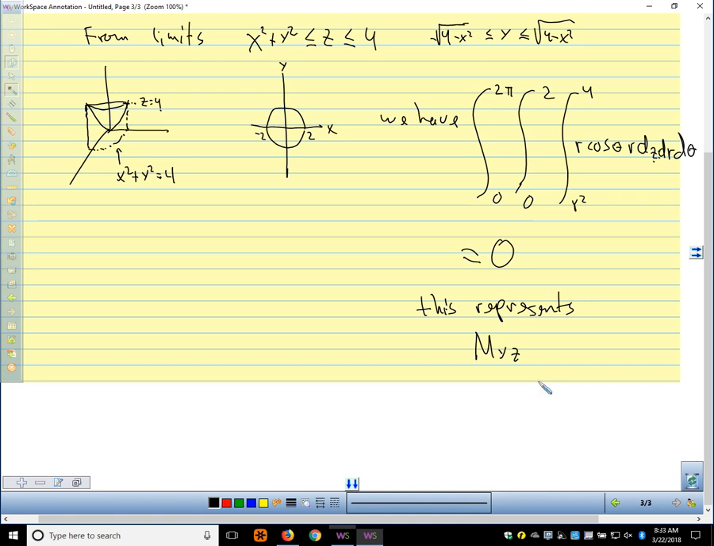Isn't that nice? I'd never be able to do that on a test. If you recognize that on a test correctly, and you said this represents M sub yz and the moment is 0, you'd be set. What if we just guess 0 on every one? We got to try something. Well, you'd have to tell me why.